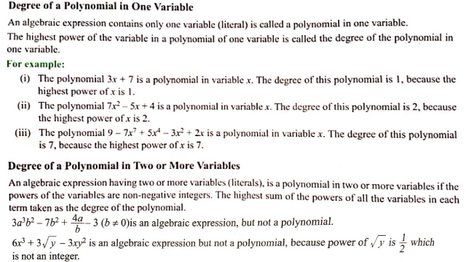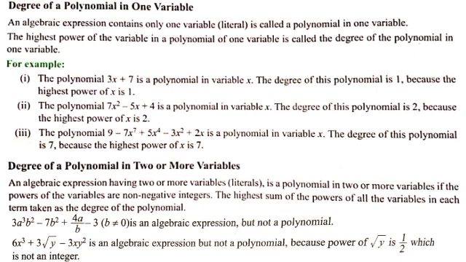of x is 2. The polynomial 9 - 7x⁷ + 5x⁴ - 3x² + 2x is a polynomial in variable x, and the degree of this polynomial is 7, because the highest power of x is 7.